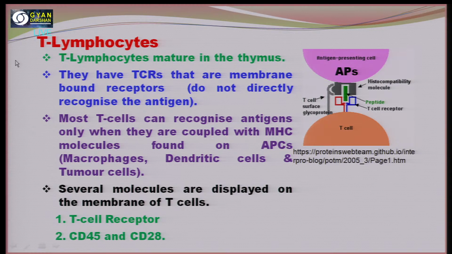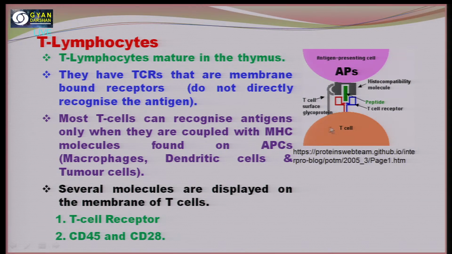Here is the T lymphocyte. Our T lymphocytes mature in the thymus, a very important organ, and they have TCR, T cell receptors, which are membrane bound receptors. So you can understand here is the T cell. T cells have various receptors available on them.